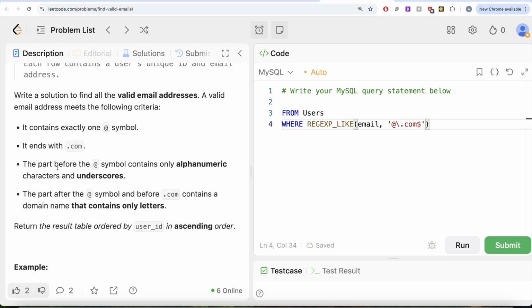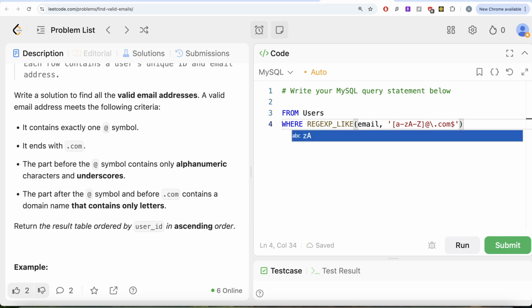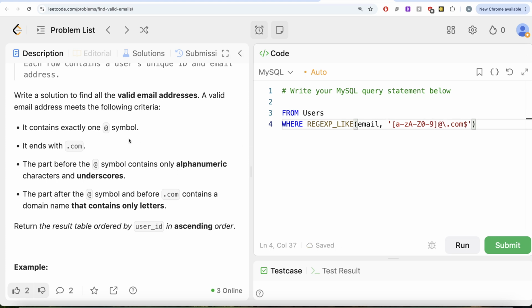Okay. Then it says the part before the @ symbol contains only alphanumeric characters and underscores. So before @, you need to define a range. That means alphanumeric characters. So it could be small a to small z, capital A to capital Z. So these are alphabets. Then it can also contain numbers. So numeric. So 0 to 9. And then underscores as well. Underscores are not special characters, so you can directly write underscore. And then it could be one or more of these. Once or more is plus. So it makes sure that before @ you have alphanumeric or underscore, once or more than once. That is what it tries to match.